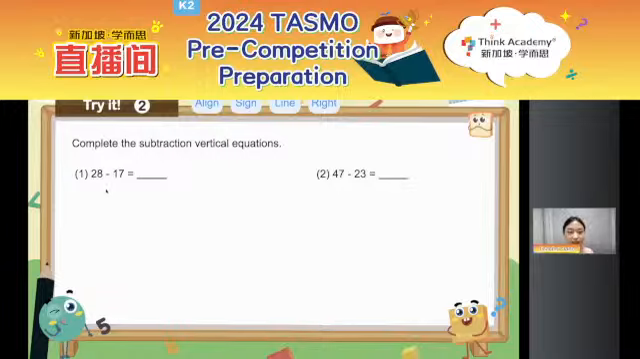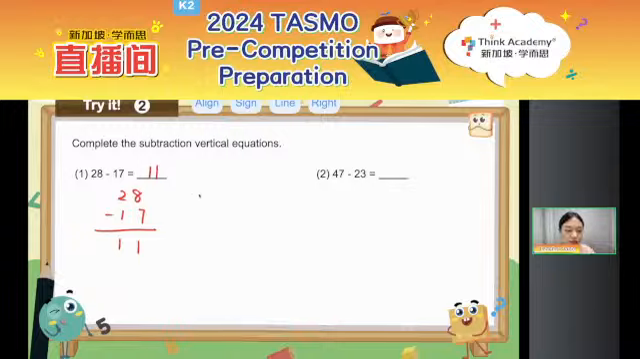Okay, so this time, we still write down, align the tens digit with the tens digit, align the ones digit with the ones digit. So everyone, let's have a look. 28 minus 17, we will have the equation like this, vertical subtraction like this, right? And then we start from the right to the left. So we can see 8 minus 7 equals 1, 2 minus 1 equals 1, right? So we will get our final answer as 11.